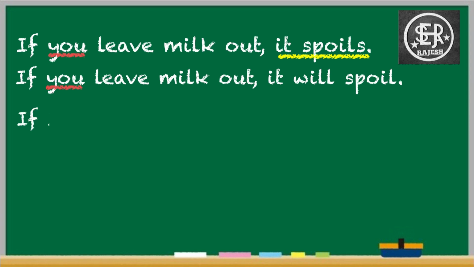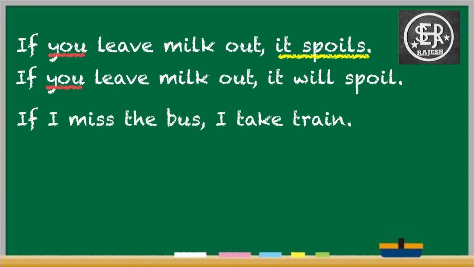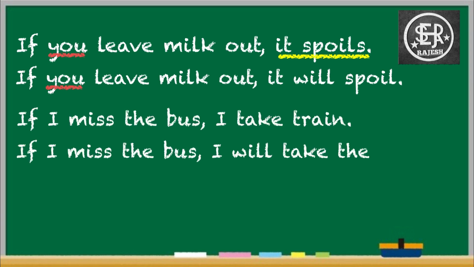Another example. If I miss the bus, I take the train. If I miss the bus, I will take the train. Here in zero conditional, it says, if I miss the bus, I take the train. That is, when I can't get a bus, what I do is take the train. That is the routine. Now coming to the first conditional, if I miss the bus, I will take the train. This is something that is happening in the present, which means I am going to get on the bus right now. And I am saying as I go, if I miss the bus, I will take the train. So that is the meaning here.